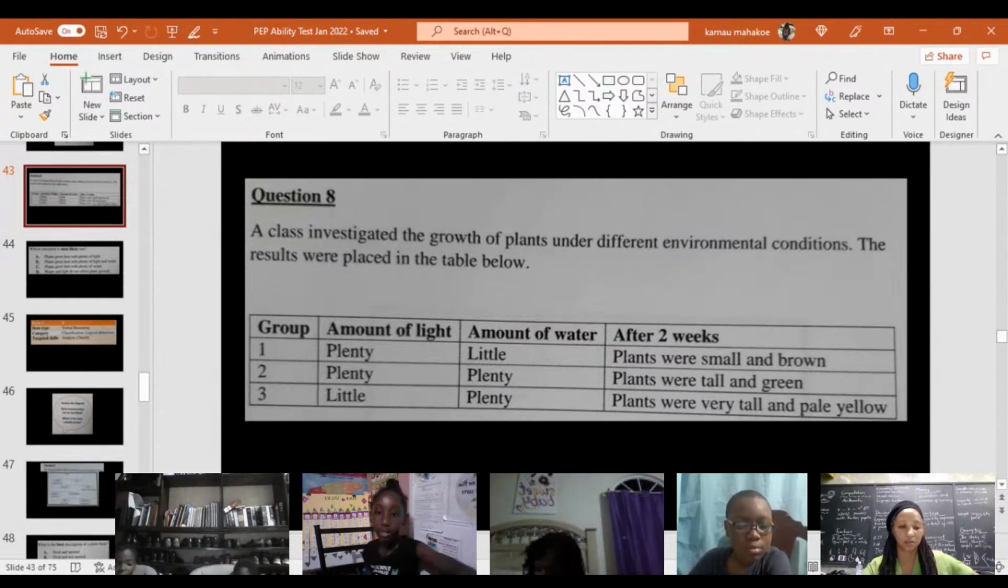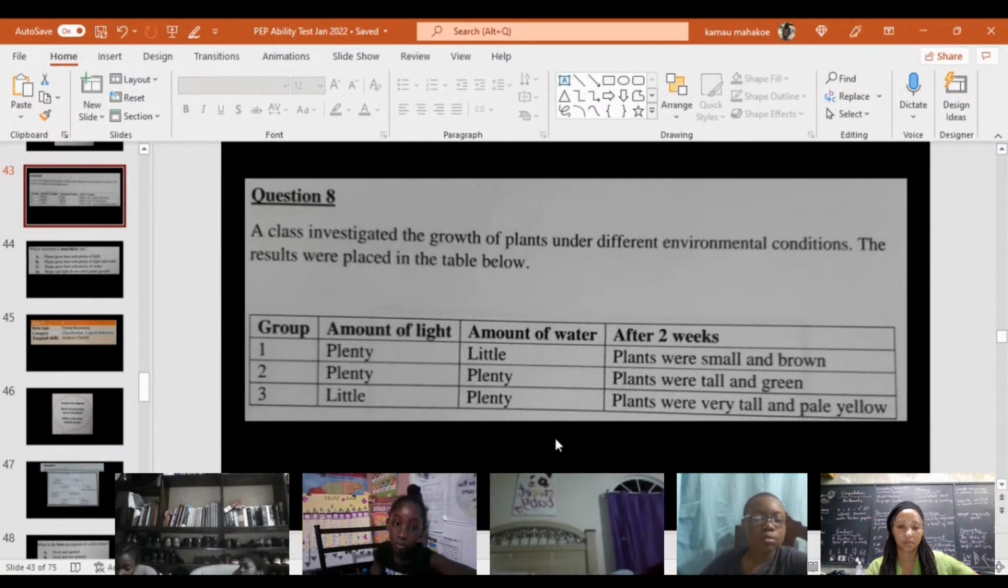Okay, Miss. Question 8. A class investigated the growth of plants under different environmental conditions. The results are placed in the table below. Group 1. Amount of light, plenty. Amount of water, little. After 2 weeks, plants were small and brown. Group 2. Amount of light, plenty. Amount of water, plenty. After 2 weeks, plants were tall and green. Group 3. Amount of light, little. Amount of water, plenty. Plants were very tall and pale yellow.